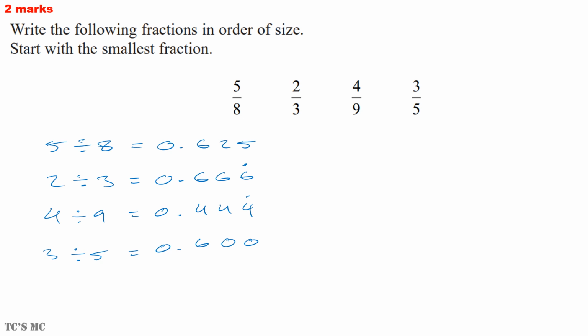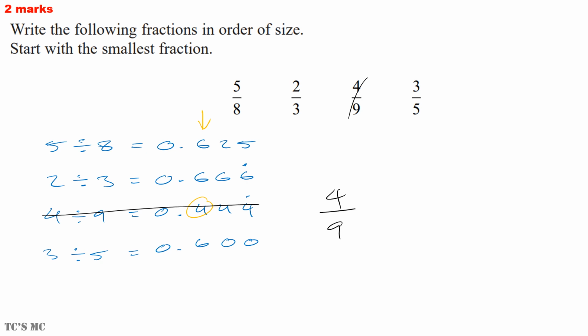Now we have 1 mark. I'm going to focus on the tenths. We have 6, 6, 4 and 6. That means the smallest one is the 4. So the overall smallest fraction is 4/9. Cross that out from both lists.